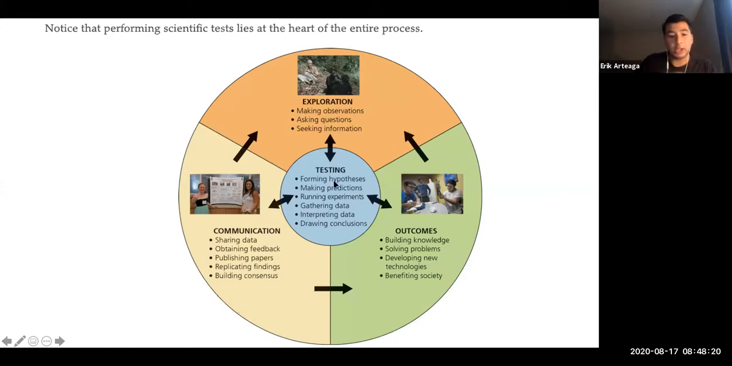Testing is kind of at the center of all of this. Again, gathering data, interpreting data, drawing conclusions, working with that data. Statistics is a huge part of science as well, but you won't really have to deal with that in this class. I just want you to be able to identify the different components of science, and of the scientific method, and how we utilize these different steps to come to our conclusions and to our theories and different hypotheses.